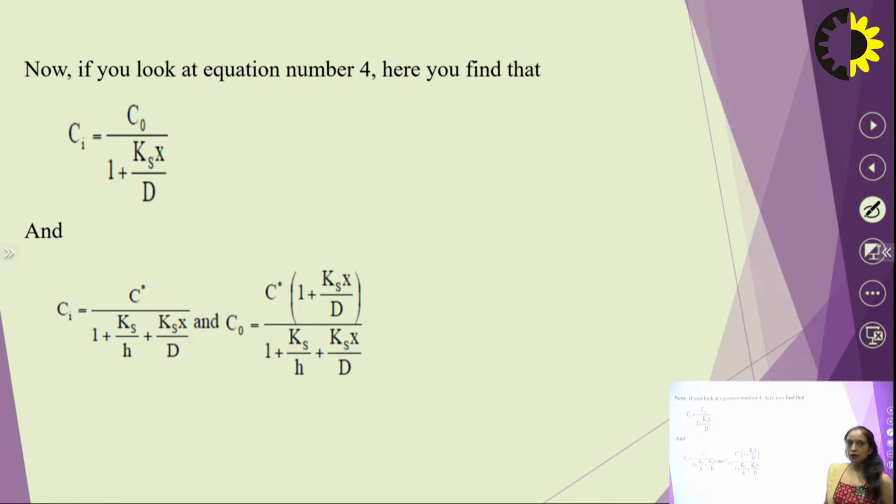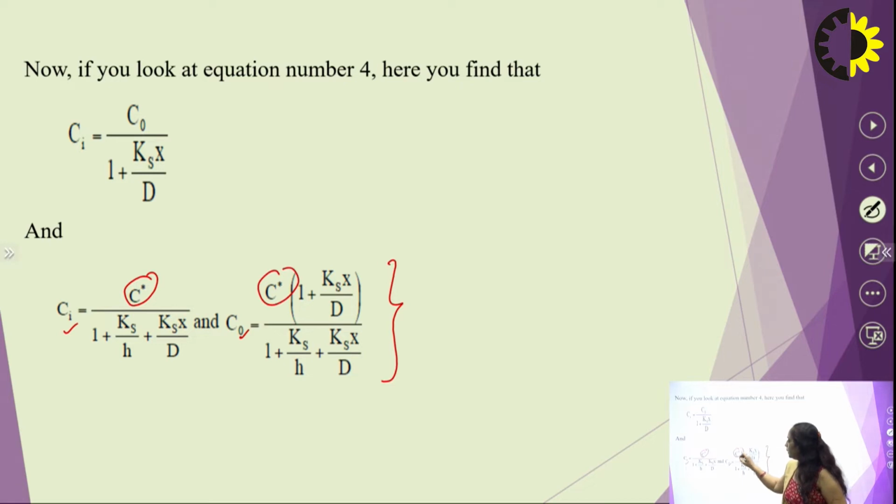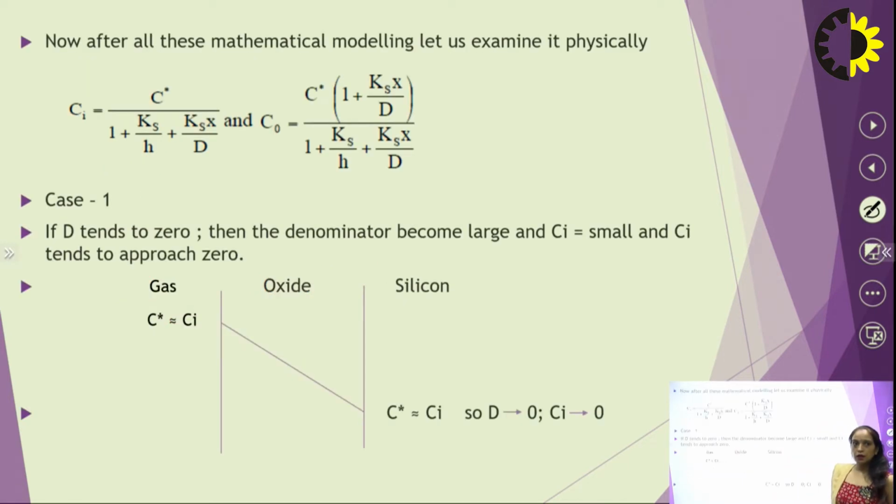So now if we combine these equations, we are going to have these two major equations for Ci and C naught, in terms of the equilibrium constant. Here we can introduce two cases. All this mathematical modeling can be examined physically, to see how it affects the oxide layer. So we can have two cases.